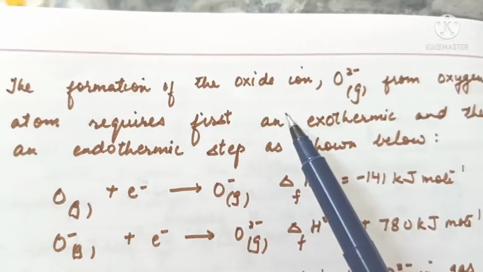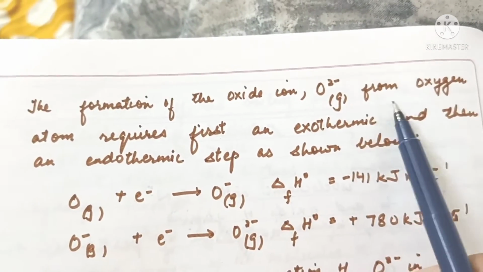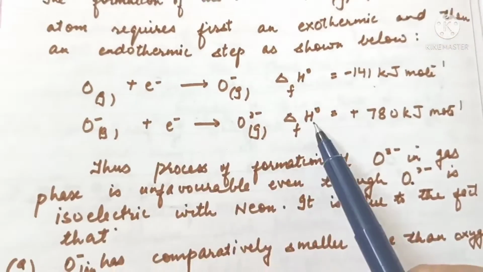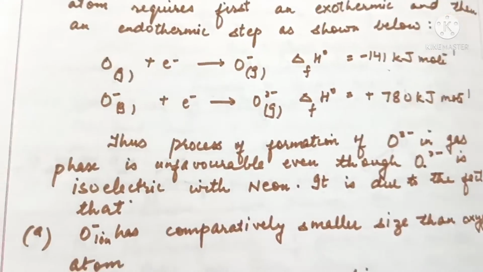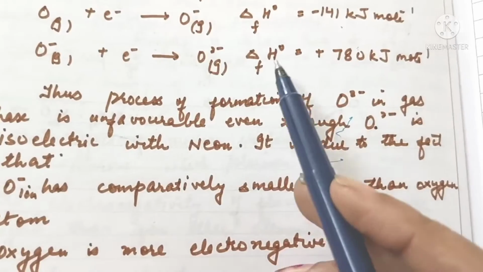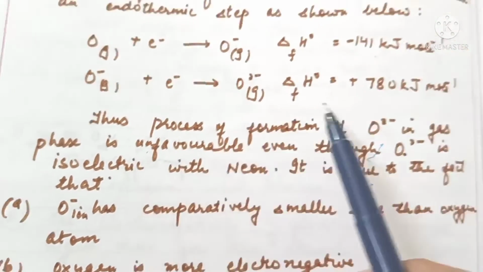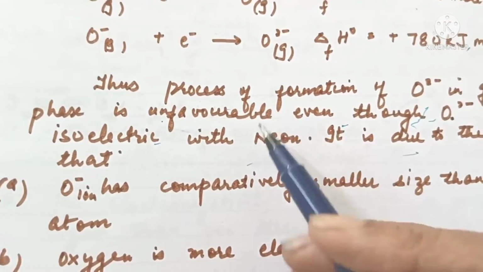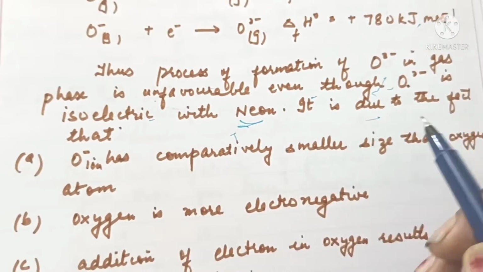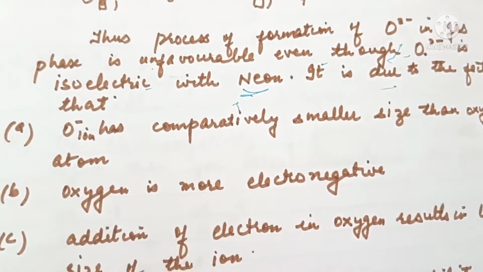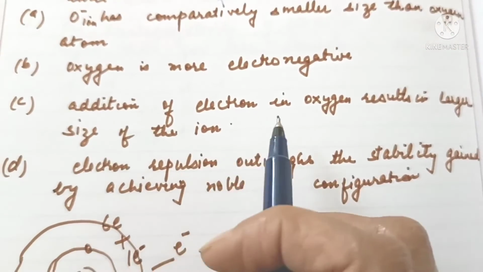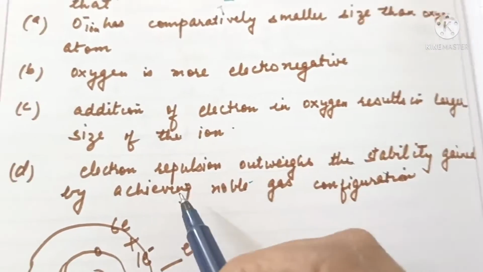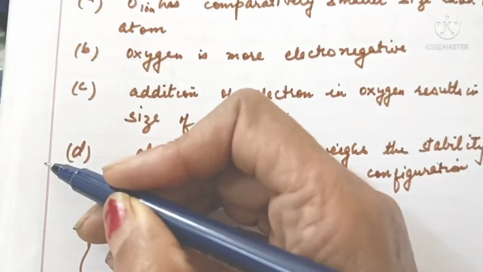The formation of oxide ion O2- from oxygen atom requires first an exothermic and then an endothermic step as shown below. The process of formation of O2- in gas phase is unfavorable even though O2- is isoelectronic with a stable noble gas neon. It is due to the fact that, the correct option amongst these will be electron repulsion outweighs the stability gained by achieving noble gas configuration.